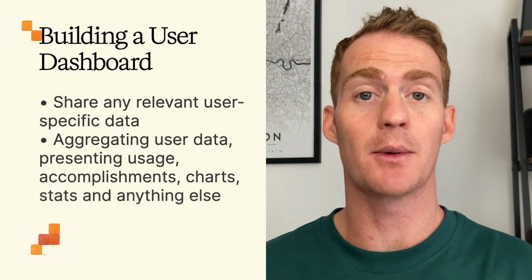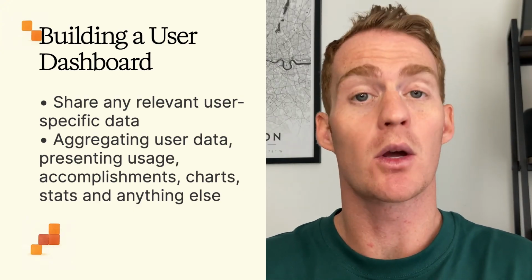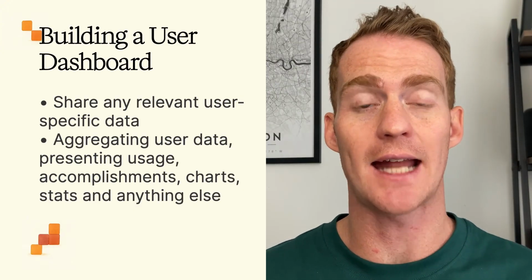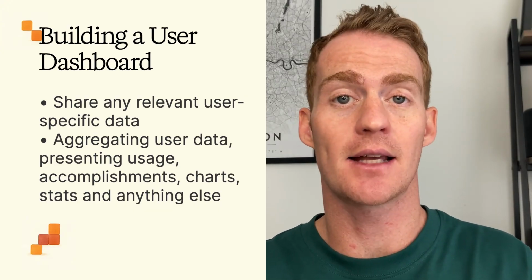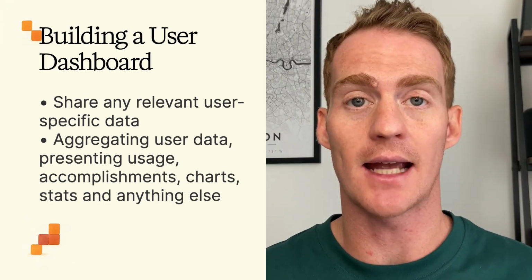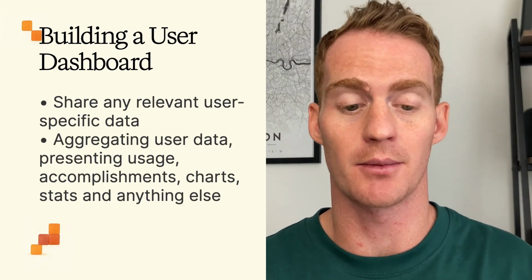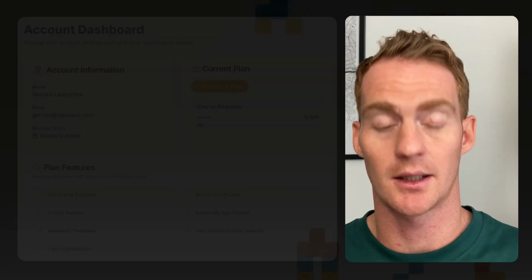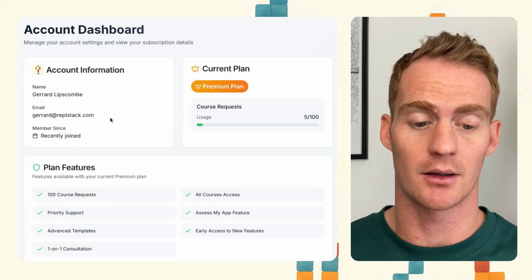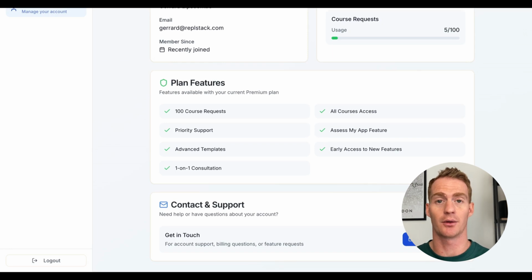So the account page, basically we can pull any information about this user that we want to display to them. We could even start sharing usage stats for things like how many lessons they've completed, how many courses they've completed. All we need to do is aggregate the data that we have connected to this user and ask Replit Agent to present it to them on this account dashboard page. So the key points to make sure you include are the user's email, their current plan, a contact detail for getting in touch with you if they run into any problems, and an option to log out from their account.